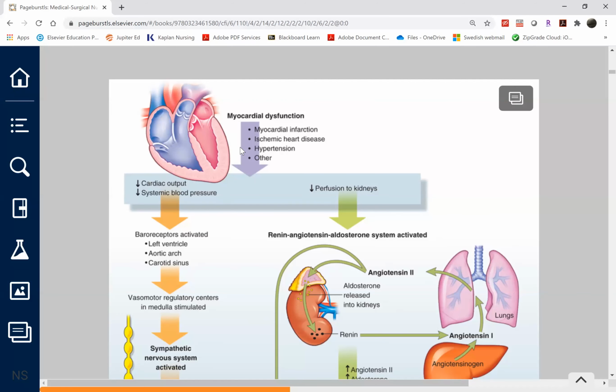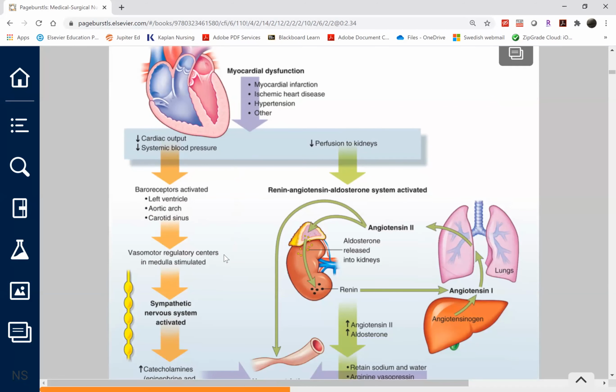This occurs within less than a second. The moment cardiac output drops, you don't need minutes. Your sympathetic nervous system response is automatically triggered, and at the same time, your renin-angiotensin system is also activated.